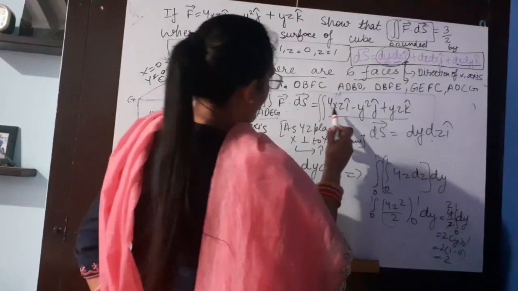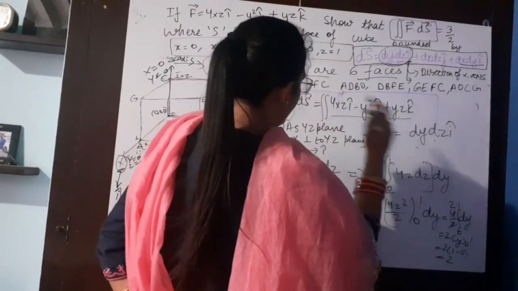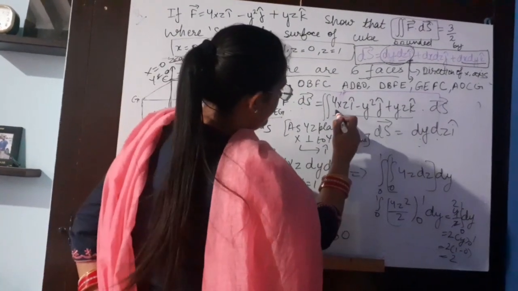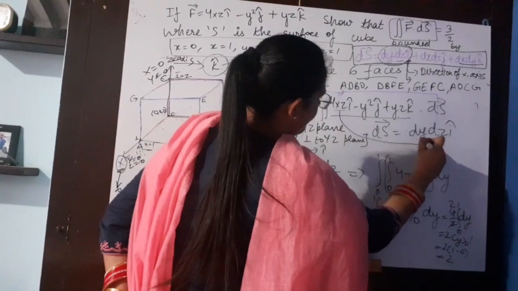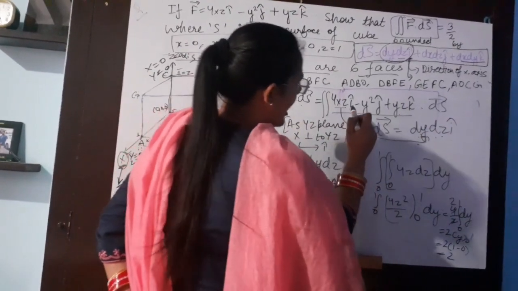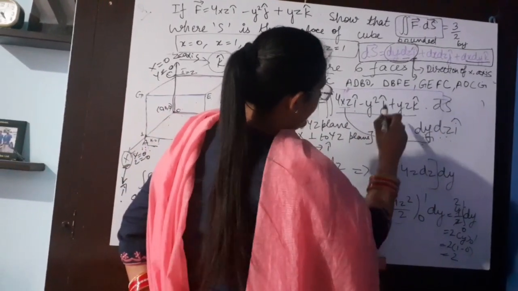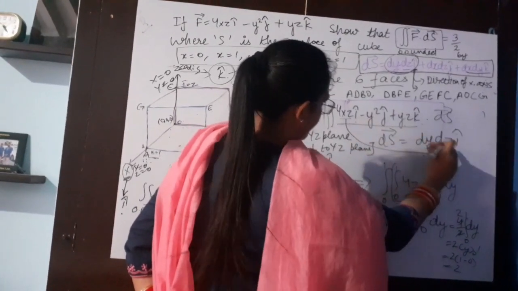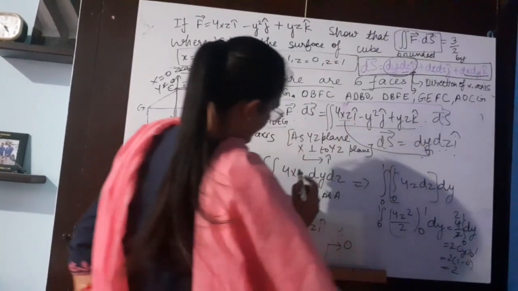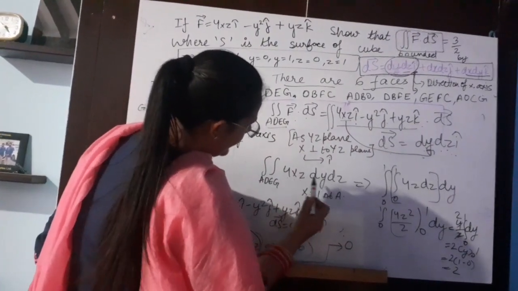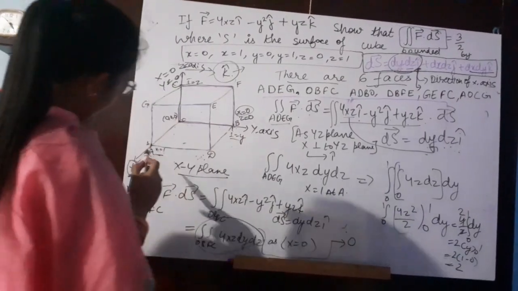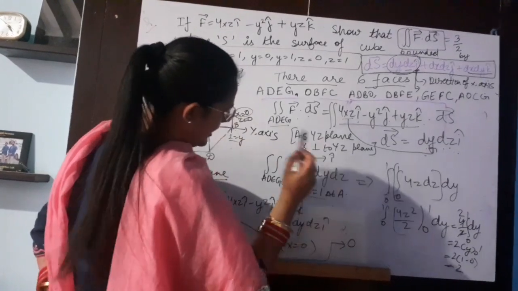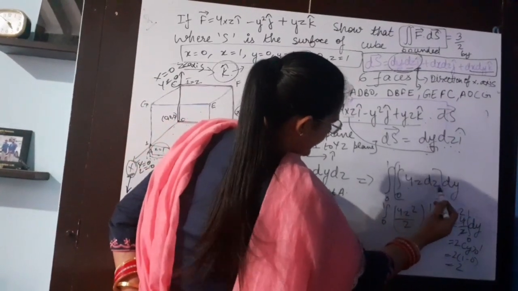So when we take the dot product F dot dS vector, we get 4xz dy dz, because as we know only i dot i equals 1, j dot i and k dot i are equal to 0. So these are eliminated, we get only the i dot i product, that is 4xz dy dz. At point A, we know x is equal to 1. So when we put x equals 1 here, we get 4z dz dy.